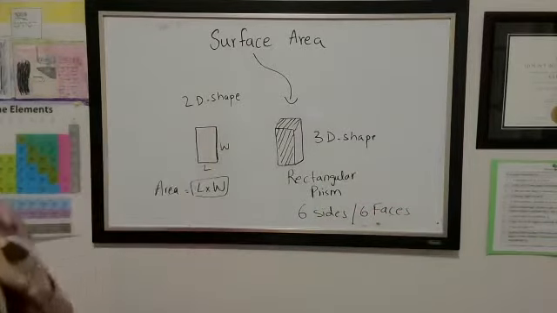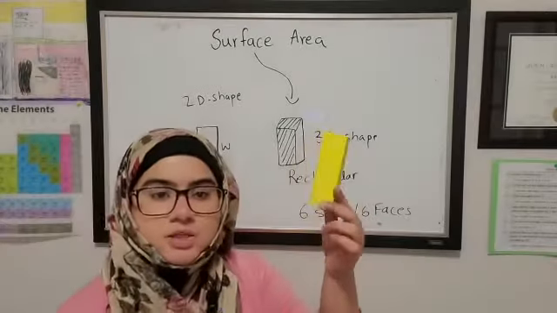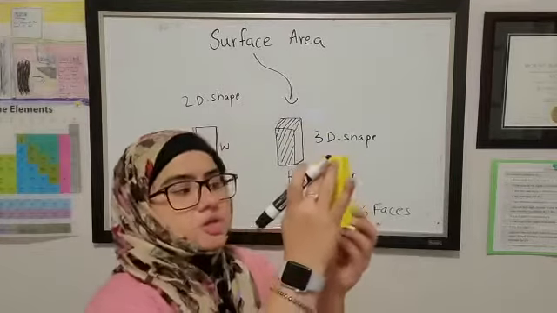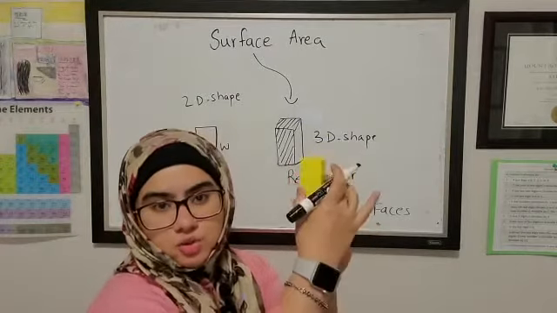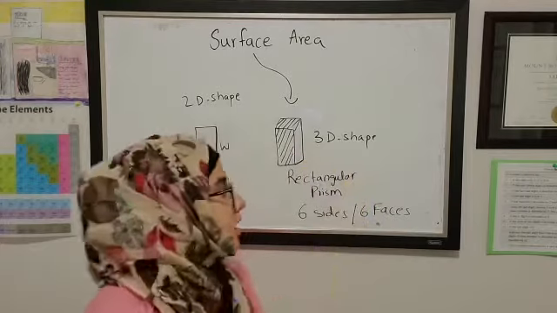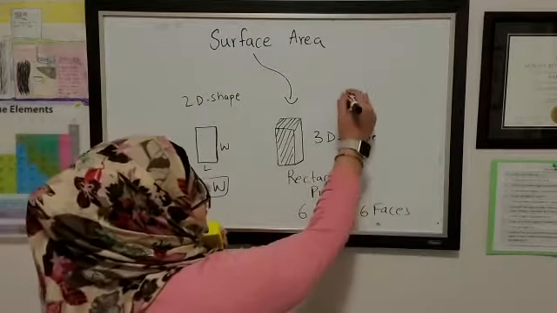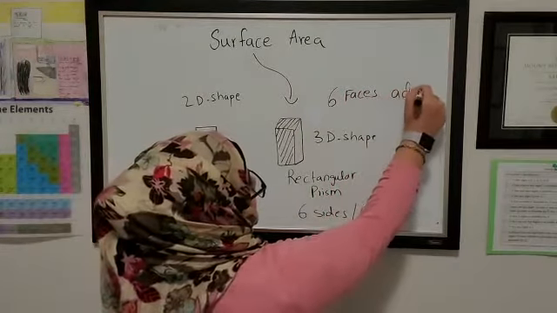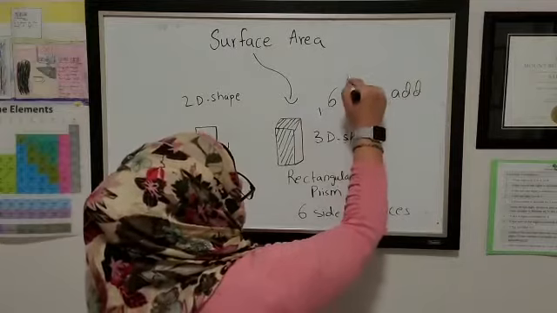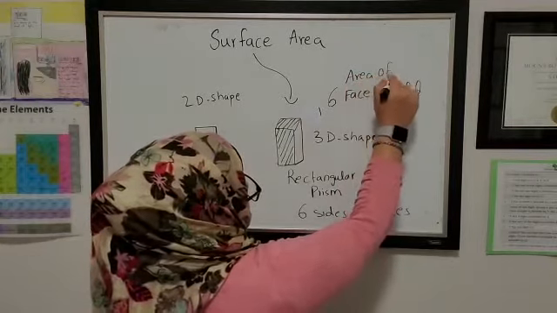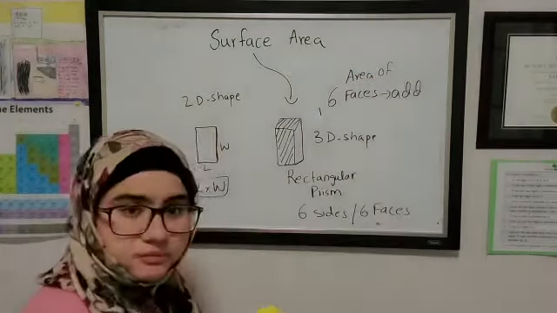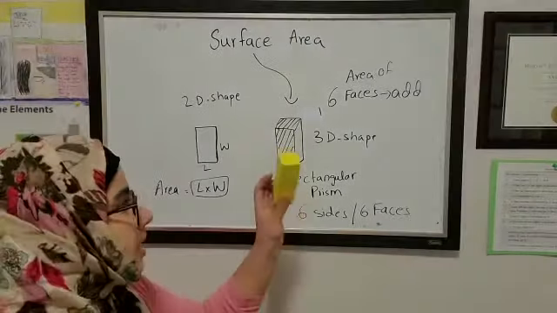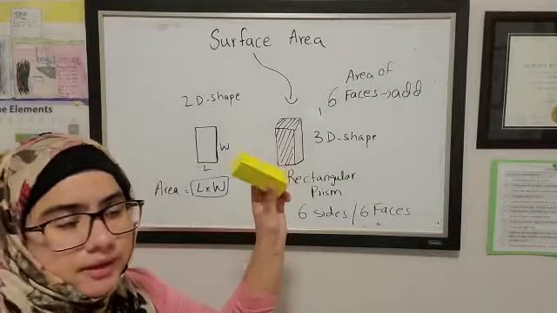I have this rectangular prism over here. Since this rectangular prism has 6 faces, we have to find the area of each individual face and sum it up. We find the area of each of the 6 faces, and we add all the areas of all 6 faces. This way it's very easy to find the surface area of your 3D shape. Here I used an example of a rectangular prism.